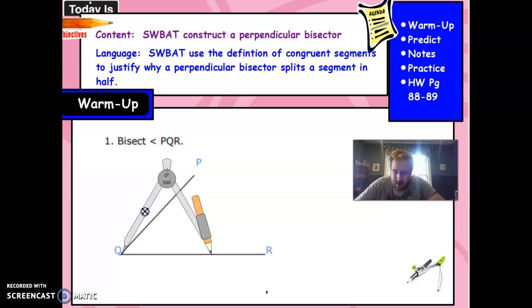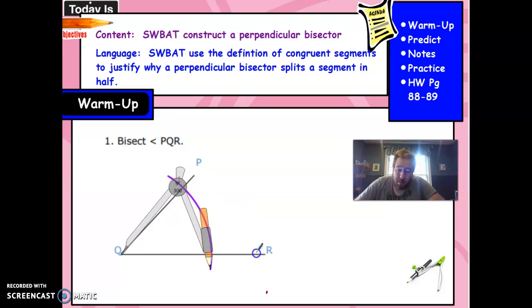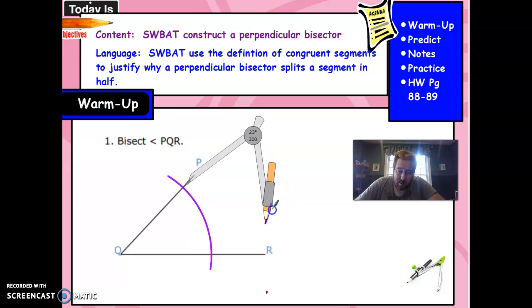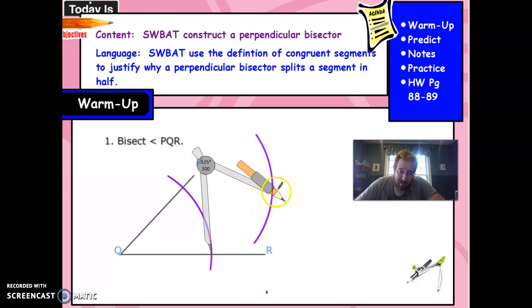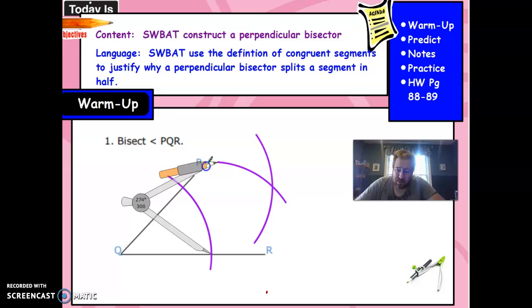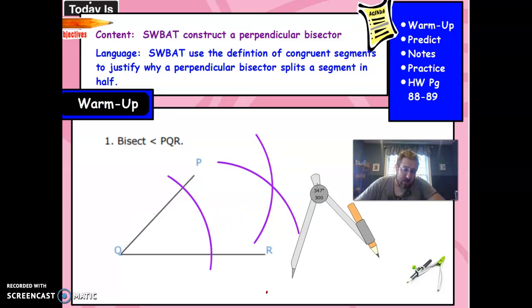So first thing I'm going to do is put my fixed points on Q, make an arc so that it intersects both rays of our angle. And then next thing I'm going to do is put my fixed point on one of those points of intersection and make an arc out here in the middle of the space. Make the exact same arc from the other side, and what we have essentially is a point that is equidistant to the 2 points of intersection. So that would be on the angle bisector. So I can connect those with a straight edge, and we have an angle bisector.